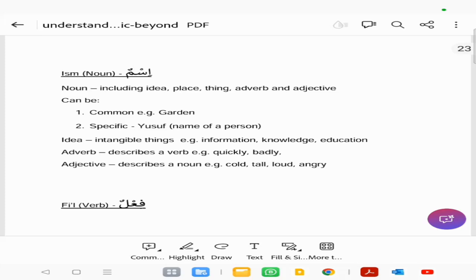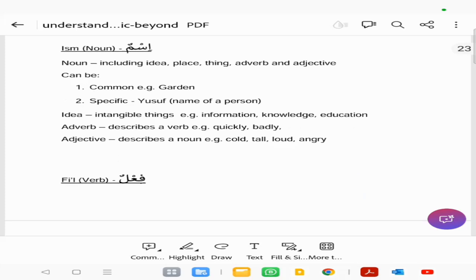And they can either be common, such as a garden, or it can be specific, which is in this case we wrote down Yusuf, which is the name of a person, so it's a specific thing. Or if we said a garden is common, but if we said the garden, so that's a specific thing.